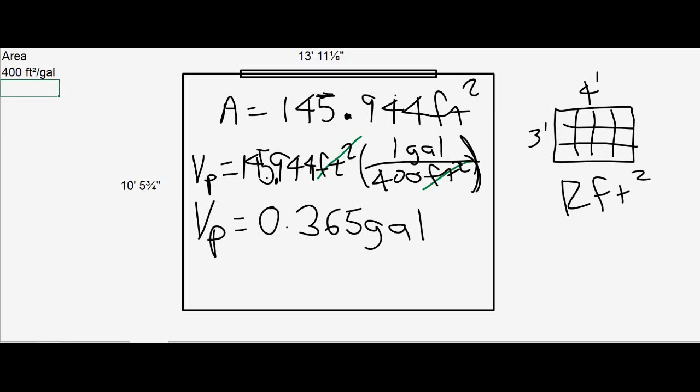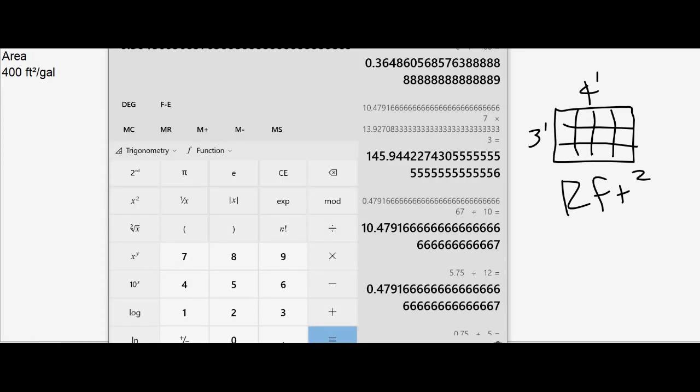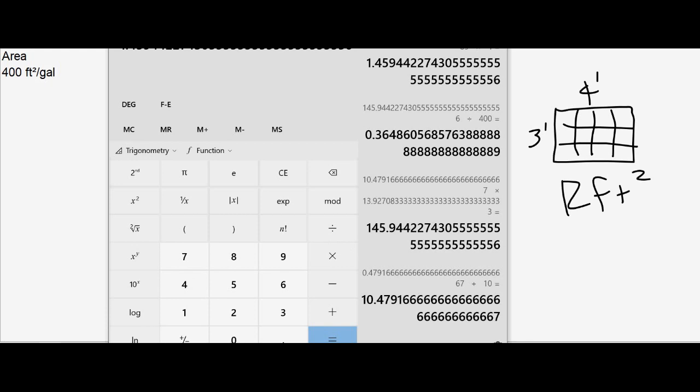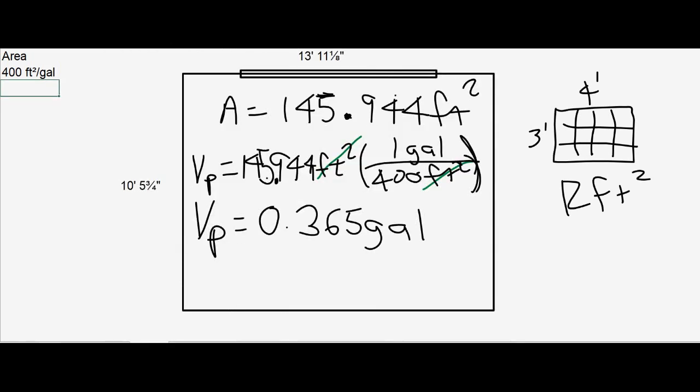Well, that doesn't do me much good. Because I don't want to buy a gallon and have a lot left over. So I want to change this to quarts. So I can multiply by 4. There's 4 quarts in a gallon. So every gallon has 4 quarts. I take my gallons times 4. I get 1.459 quarts.